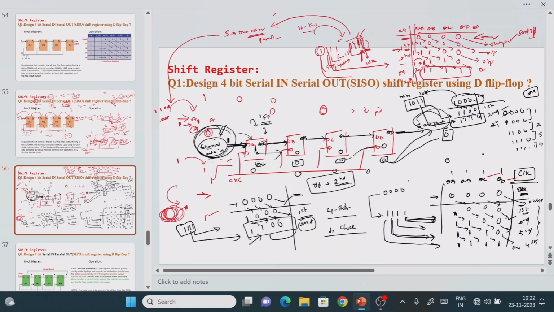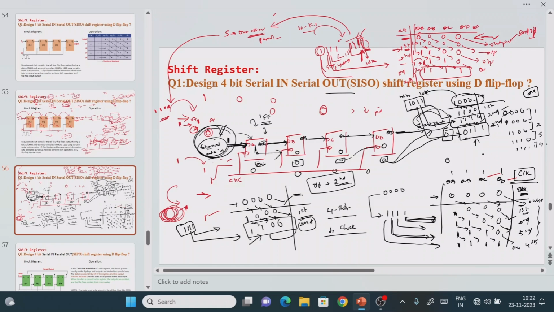If they are asking to find the output at the third clock pulse, what is the answer? This 0 will go to here now. Next this 1 will go to here. 1 1. This is your final output. So what is the answer for the third clock pulse? 0 1 1 1 is the answer. So like that you need to find out.